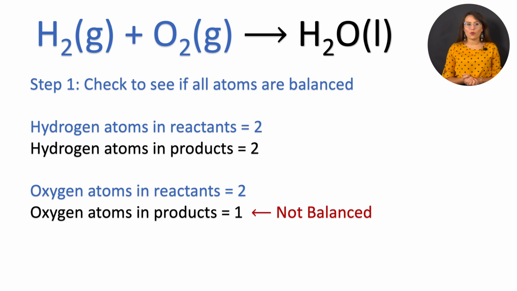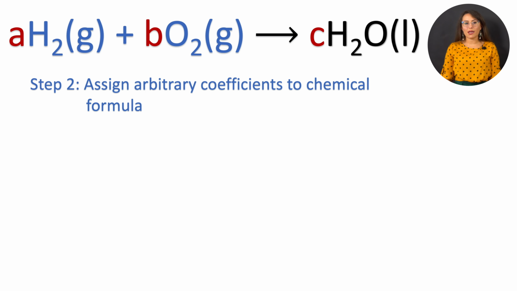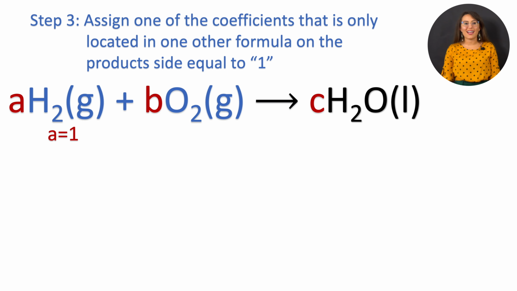Well, in order to balance the equation, I will show you how to do so using the algebraic way. If you follow this method, you will always end up with the correct answer. We will assign arbitrary coefficients to each chemical formula, denoted as a variable starting with A and continuing on to C. Once we have assigned these variables to each chemical formula, we then assign the value 1 to one of the variables, and I find it best to assign this to either A or to the chemical species that is only located in one of the formulas in the products. This will make more sense the more problems we work out.